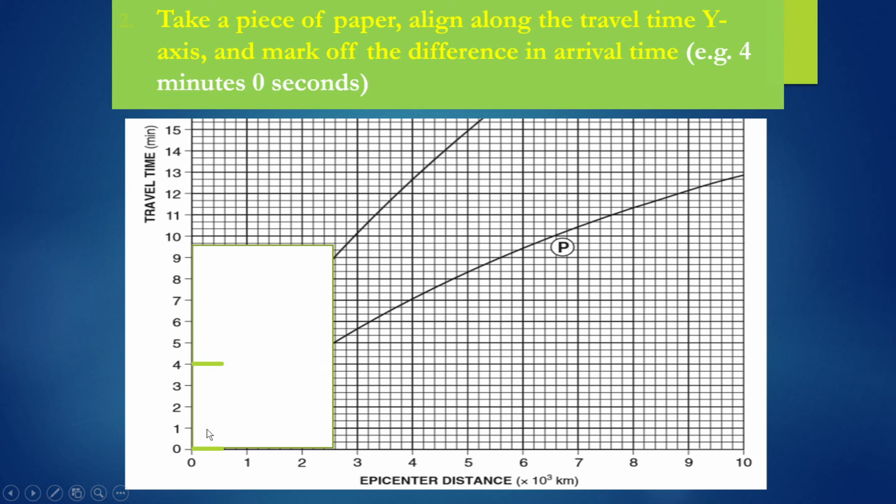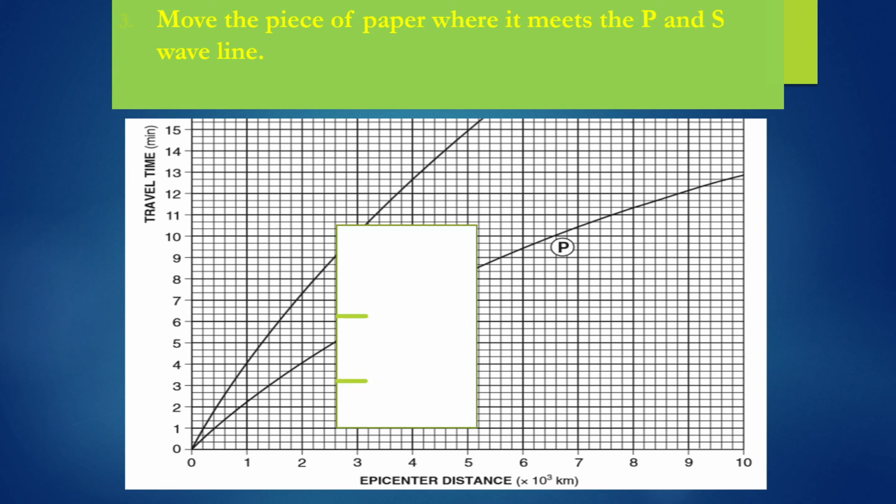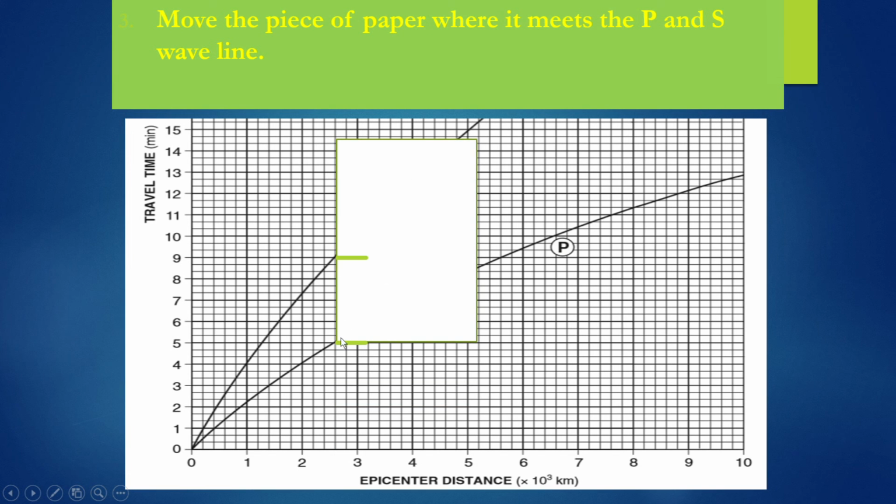It's up to you. Now, here's the fun part. You have to then move the piece of paper so those 2 marks meet the P and the S wave line. You see how I did that? I've lined it up. I've moved this paper up in a way where now the P and the S wave lines meet those tick marks I made.